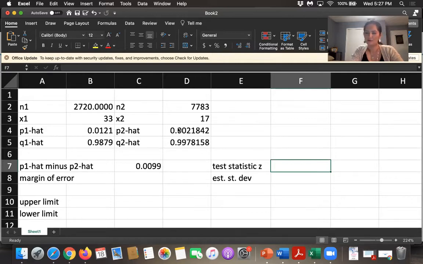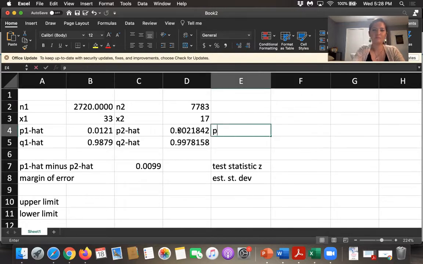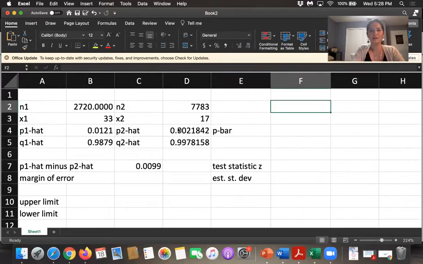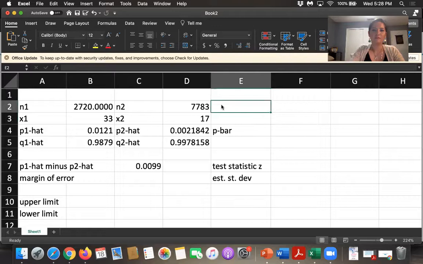And then the test statistic, that is coming from that formula, but in order to compute that test statistic, we need that pooled sample proportion. So we need P bar. That's our pooled sample proportion. In order to compute P bar, we need our new sample size. So I'm going to have N1 plus N2 in this cell.